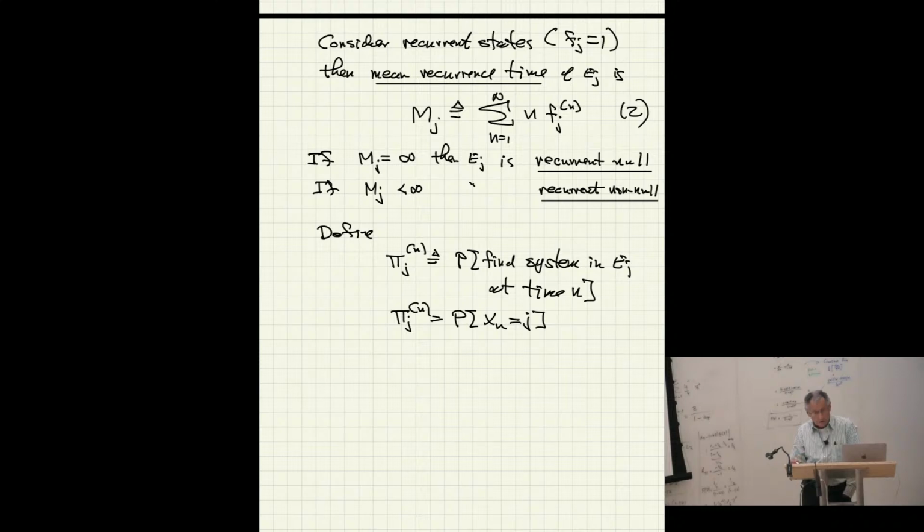Yes, it could. Nobody said it doesn't. The question is, doesn't pi j of n depend upon the initial state? Yes, it does, and I haven't implied otherwise from here. It will, certainly. For example, pi sub j super 0 is the initial state at state 0. Right? So, of course. Anything else?